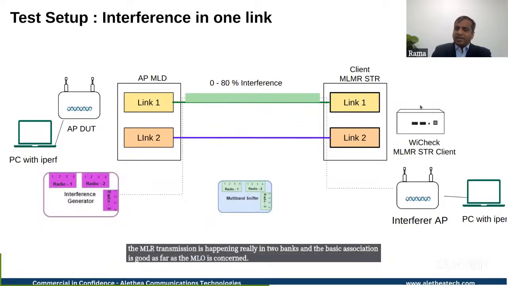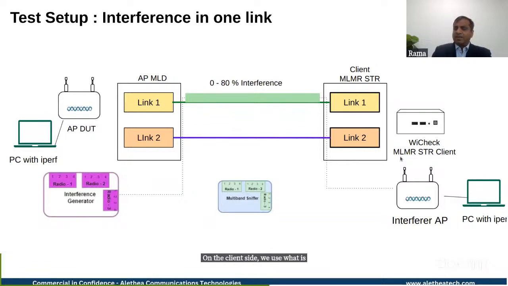On the client side, we use what is called the Wycheck MLMR STR client. This is based on WCN 7851, and it supports 2x2. I will come to the details of this client just a slide later. And we use iPerf, in this case iPerf 2, which supports burst latency and one-way delay for the latency measurement.